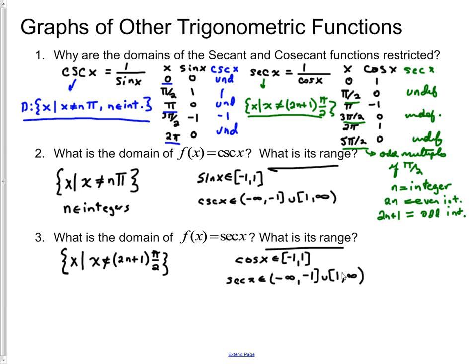All right, it's a little bit of a lengthy outline of the basic functions, their domains and ranges, but this is going to be important for us as we go forward. All right, more to come.